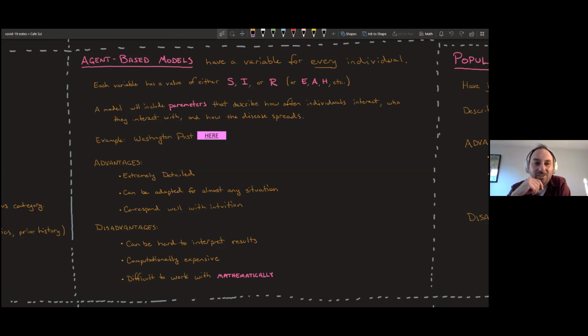So for instance, if you're talking about Minnesota, you'd have more than 5 million variables because there's more than 5 million individuals in the state. You then have parameters that describe how those individuals behave. So you might have, in the extreme case, every individual has their own tendency to go out and interact, right? You can keep track of who interacts with whom. You can keep track of things like grocery stores, where certain people tend to interact with each other a lot.